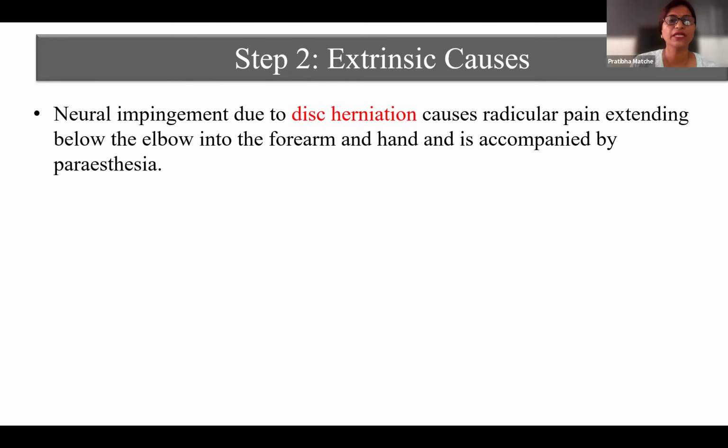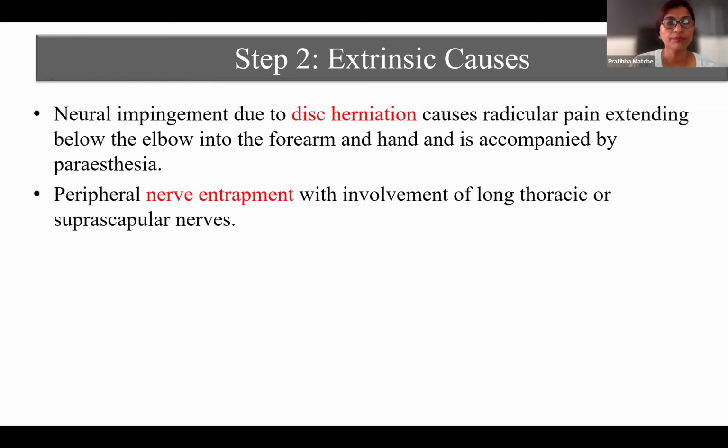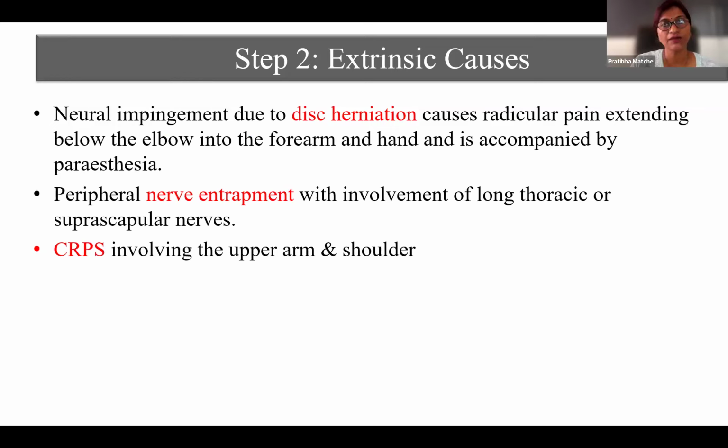You could have pain because of neural impingement due to disc herniation, where the pain will always go down the elbow into the forearm and hand, and is accompanied by paresthesia. Peripheral nerve entrapment, with involvement of the long thoracic and suprascapular nerve. CRPS involving the upper arm and shoulder. Here you will have the triad of sensory, motor, and autonomic symptoms.